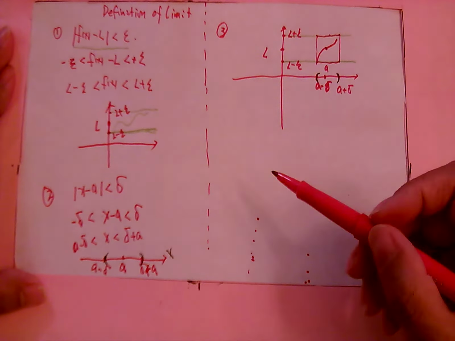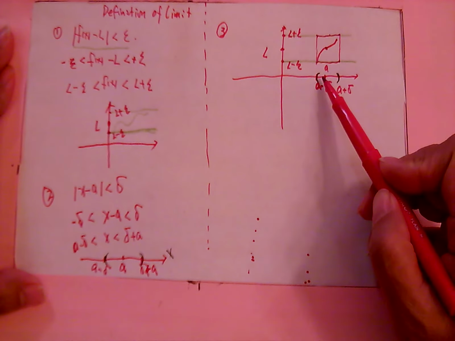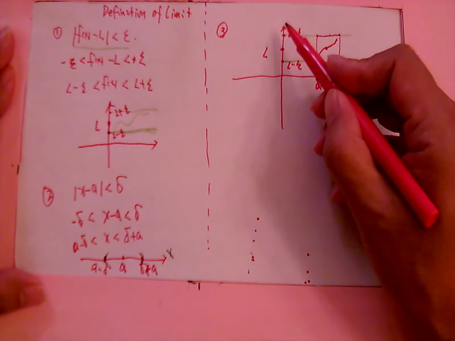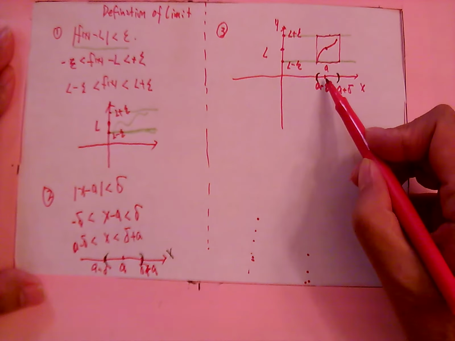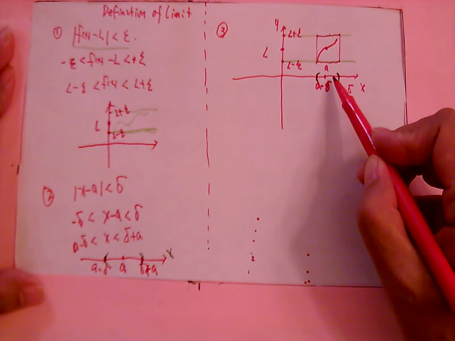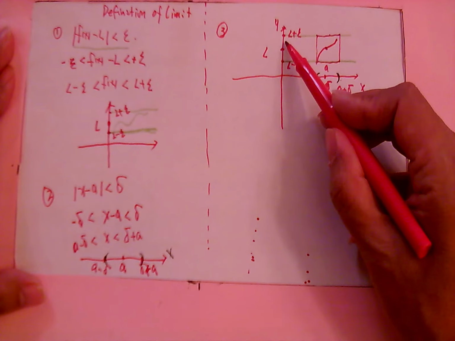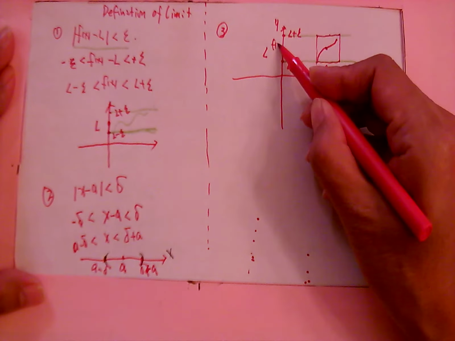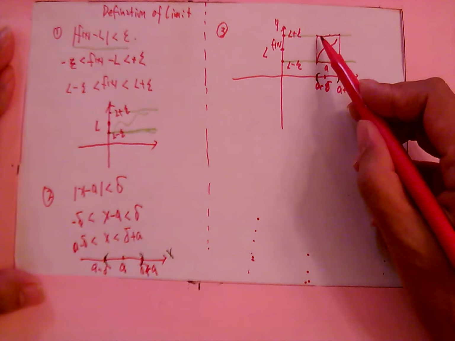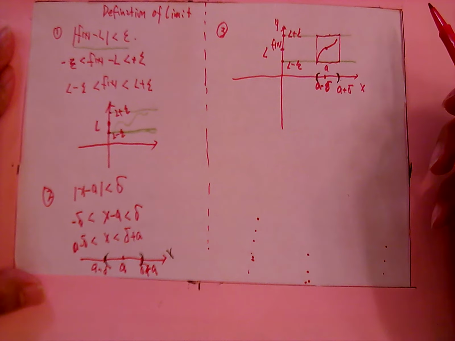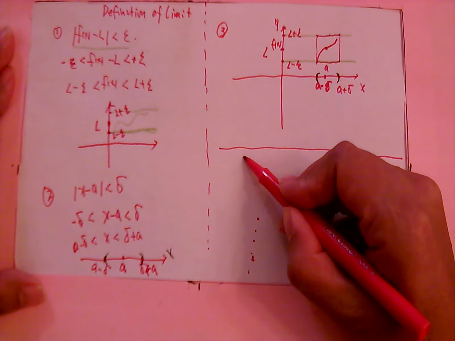Those are the two most important controls. One is controlling the x coordinates, another is controlling the y coordinates. So x must be between a minus delta and a plus delta. At the same time, the value f(x) must be controlled between L minus epsilon and L plus epsilon. That's why we have the definition of the limit.